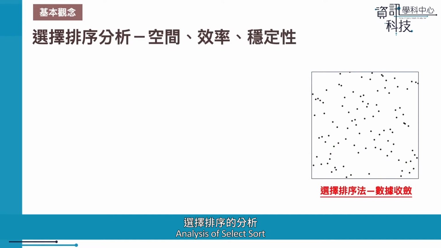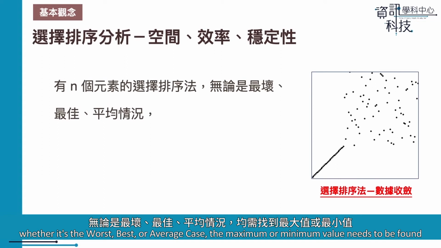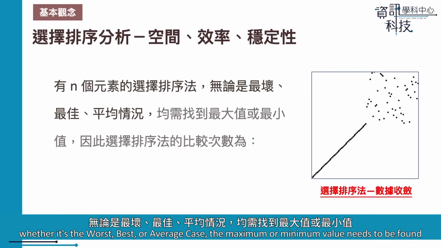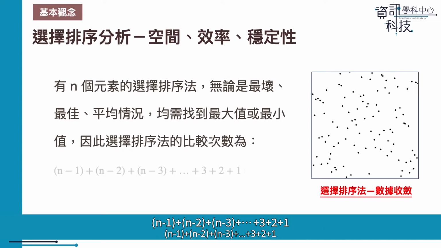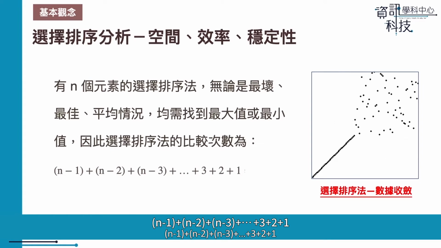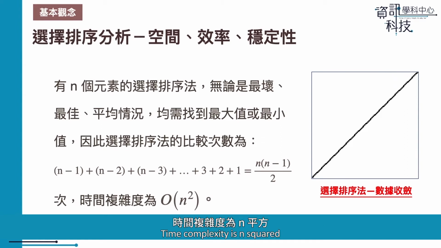Analysis of selection sort. For the selection sort algorithm with n elements, whether it's the worst, best, or average case, the maximum or minimum value needs to be found. So the number of comparisons of the selection sort algorithm is n-1 plus n-2 plus n-3 plus ... plus 3 plus 2 plus 1, which equals n times n-1 divided by 2. Time complexity is n squared.